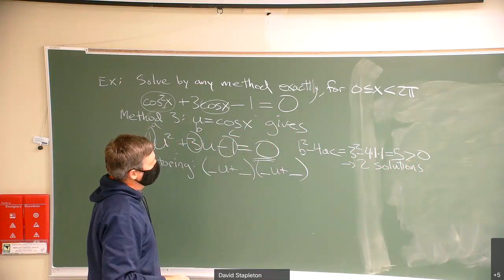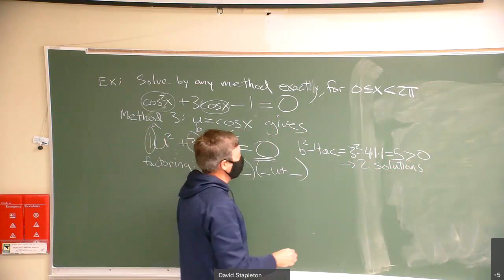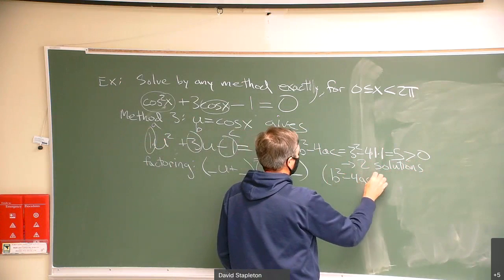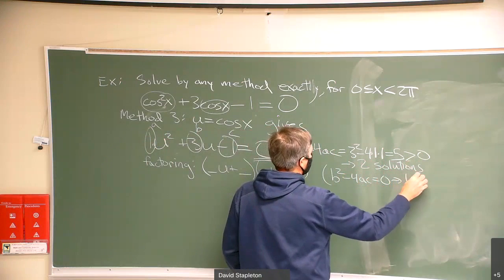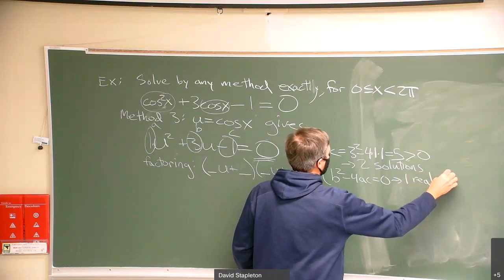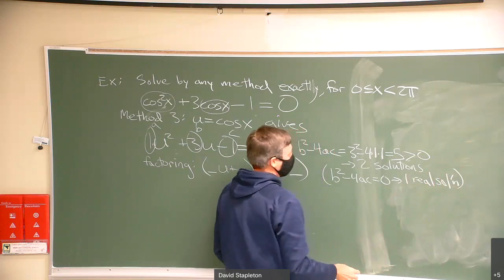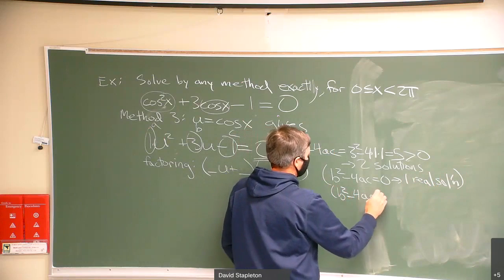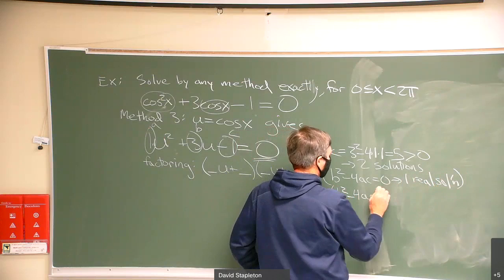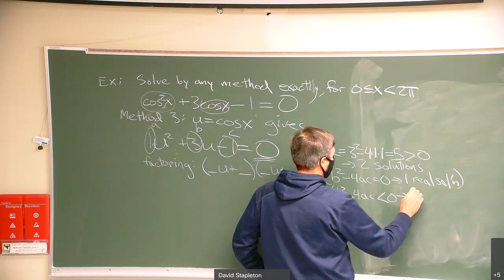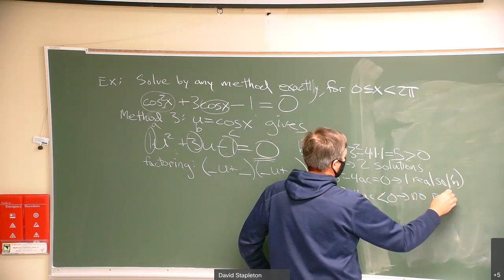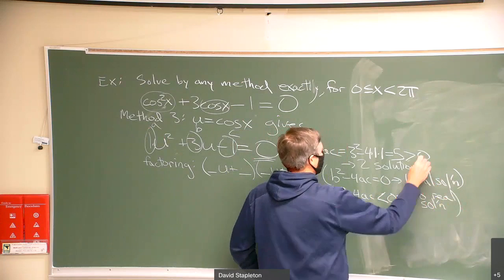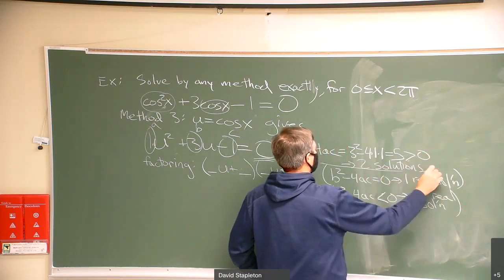When b squared minus 4ac is positive, you get two solutions. Recall from algebra, b squared minus 4ac equals 0, you get one real solution. Plus and minus in the quadratic formula give you the same result. And if b squared minus 4ac is less than 0, then you've got no real solutions. They all have square root of negative 1 in them. All right? So we've got two solutions in this case.